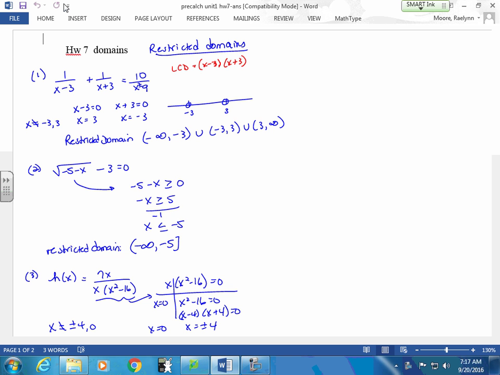In a radical, that's the second domain restriction. In a radical, underneath the radical cannot be negative. This can be a 0. You can take the square root of 0. So set this greater than or equal to 0. When you divide by a negative, don't forget to switch your sign.